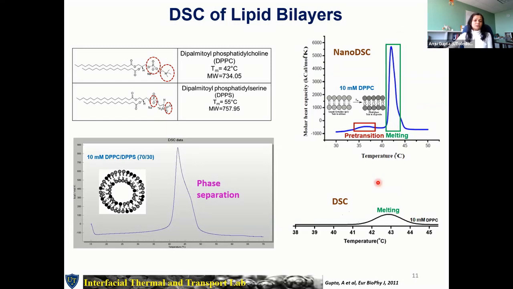And that is the reason we prefer to use nano DSC for lipid bilayer research, because it's very sensitive and it picks up every small phase separation that can give more information on what kind of mixed domains you're working with. So that's the reason we prefer using nano DSC in our lipid bilayer research. In this paper, I used both of these, and we were able to show how nano DSC fares better than regular DSC.